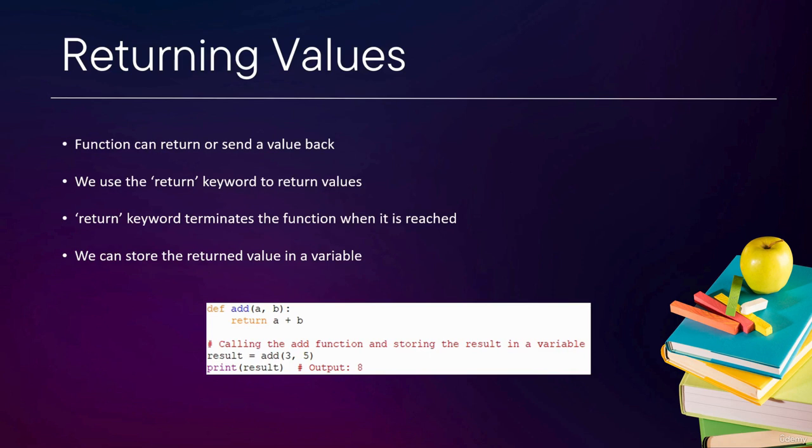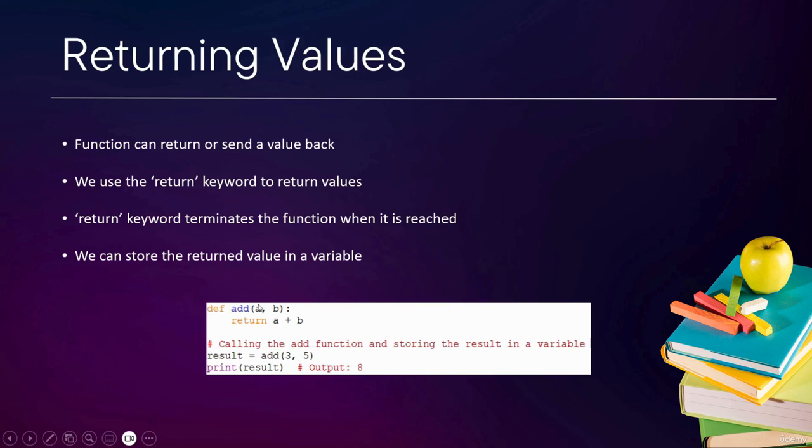Now let's have a look at the return values. I've been using this word quite a lot, and let's see what it means in the context of functions. Functions can return or send back some values. We use the return keyword to return these values. The return keyword also terminates the function wherever it is used. And we can store the returned value in a variable. We have to store the return value in a variable.